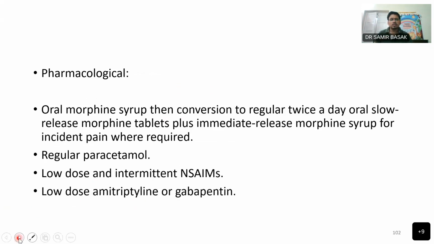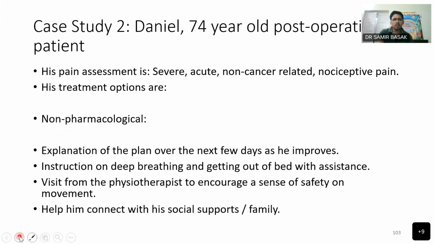Right now, a severe component is there. So we use an oral stronger opioid like morphine. Then after short-acting morphine, we have to go for regular slow-release morphine, twice daily dose. Also we add paracetamol, low dose steroid, NSAID, or low dose co-analgesics like gabapentin, amitriptyline, because a mixed component is there. This is the cancer mixed nociceptive and neuropathic pain. We have used and targeted all the components.